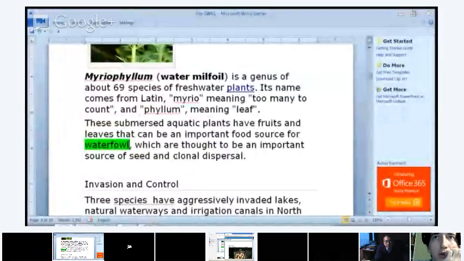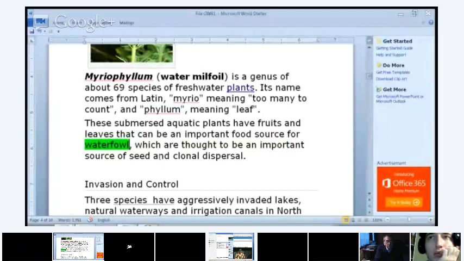These are the way that the plant is moved from one area to another, and it grows in the water. It's an aquatic plant. And so they're thinking that waterfowl, which are birds that live in the water, like ducks, for example, eat it and move the seeds and little pieces of the plants. This is the idea where it's a clone. A little broken part of the plant will start growing in another place.